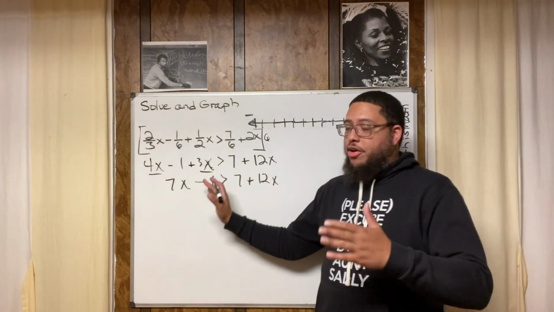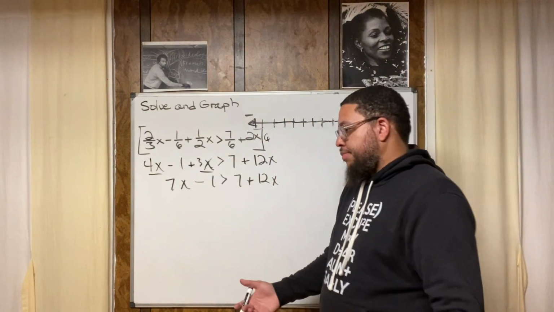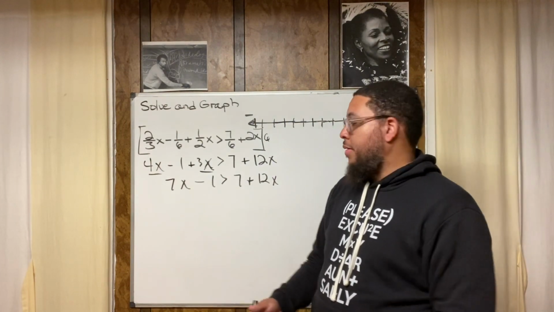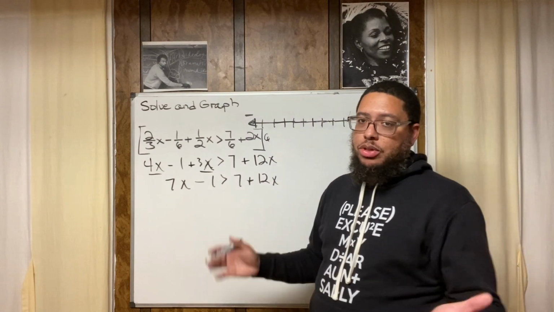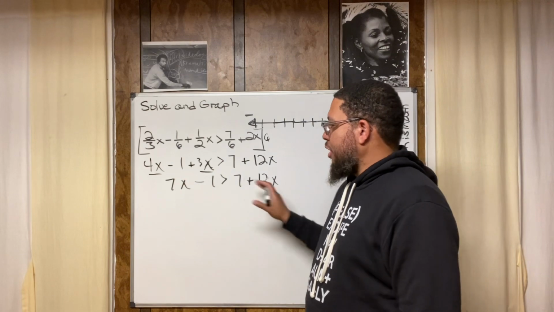That's not what I like to do. I like to have my variables on the left-hand side. That's just how I get down. That's how most people get down. It doesn't mean it's wrong if you want to be different and just have your variable on the right side. You could do that.